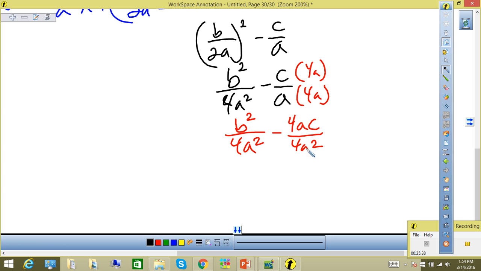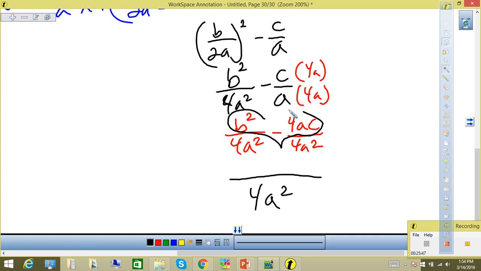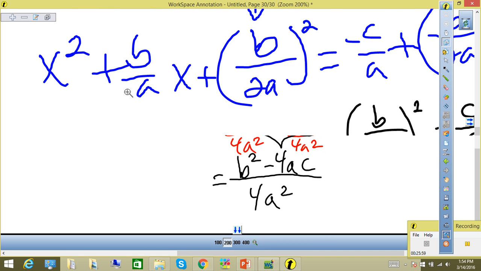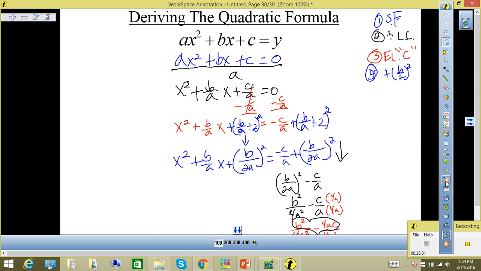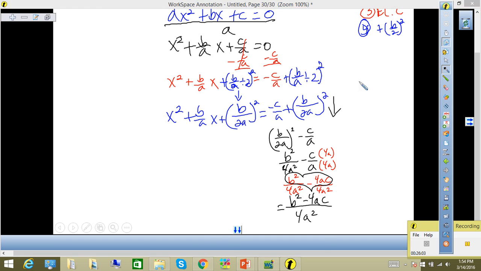So, do we have a common denominator, everyone? Yes, our common denominator is 4a squared. And we combine the numerators. What do we have left? B squared minus 4ac. And bring everything else down. Equal. What do we have on this side?